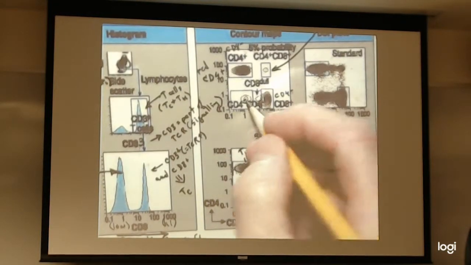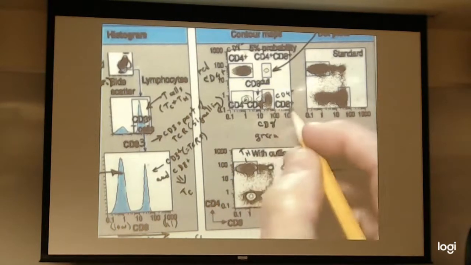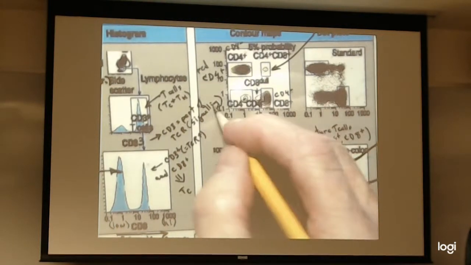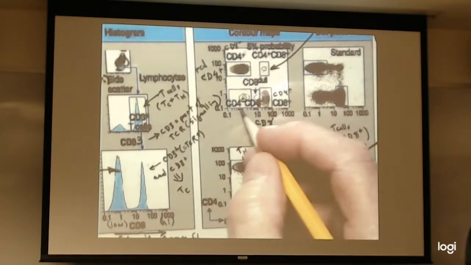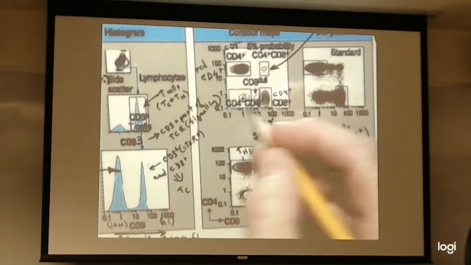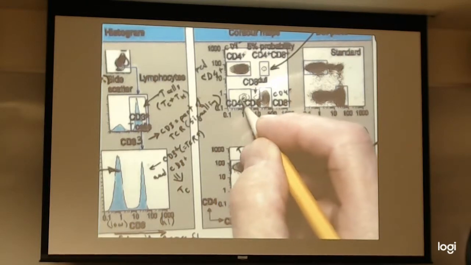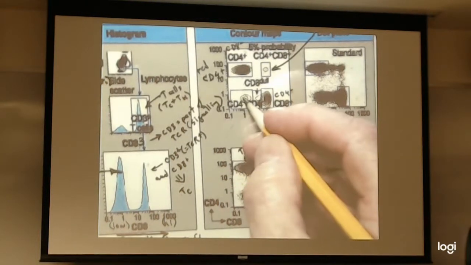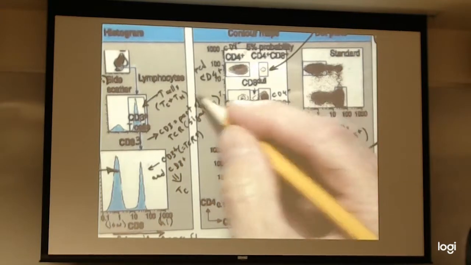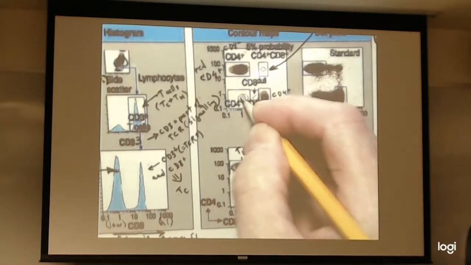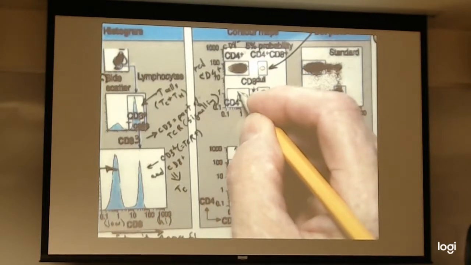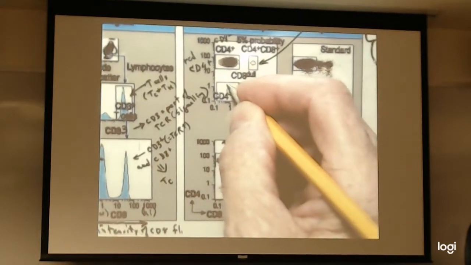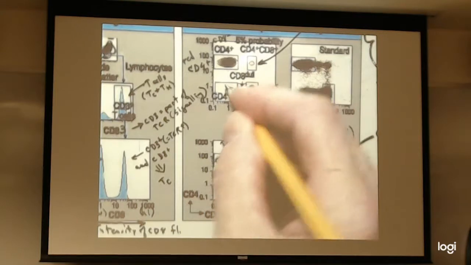These are cells right here which are low for CD8 and low for CD4. We would say these are CD4 minus, CD8 minus. These are what we would call double negative cells. Now they have measurable CD8 and measurable CD4 fluorescence, but that's just background, so we say it's negative. It's important to understand this, because people get confused about that.